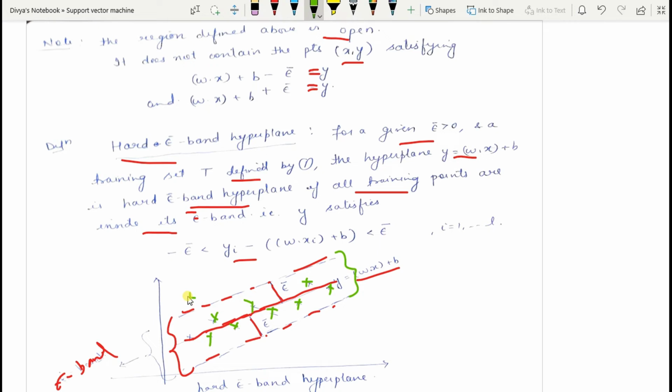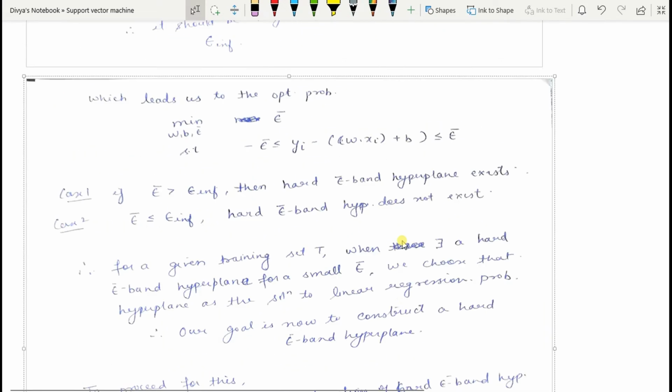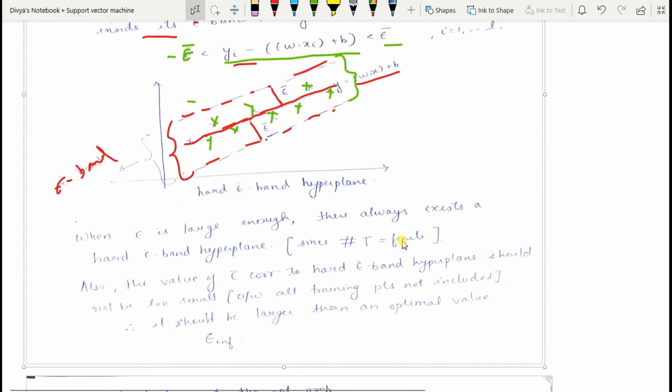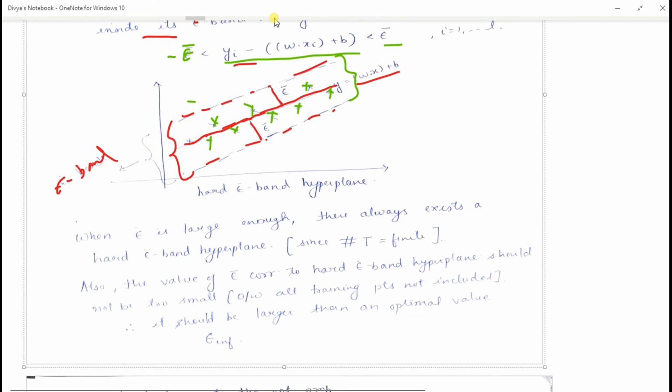If by any chance there exists a training point that is outside this epsilon band, then this would not be a hard epsilon band hyperplane, because one training point is outside, right? So all the constraints should be satisfied within the epsilon band only, that is, from minus epsilon to epsilon, the constraint function should hold. Is this clear? Hard band and epsilon band, the difference between these and the connection.